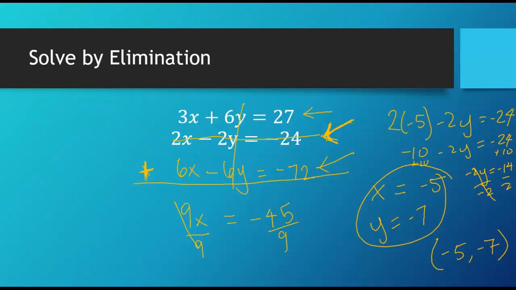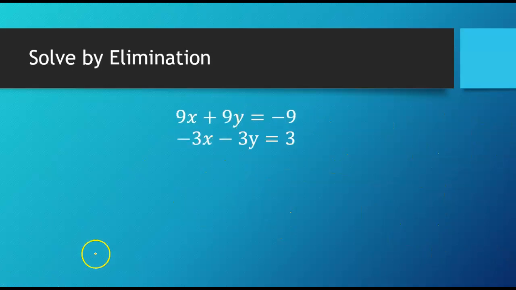All right, let's try one more. I think we have one more. So we have 9x plus 9y equals negative 9, and negative 3x minus 3y equals 3. So I can see that these are multiples of 3 of each other.